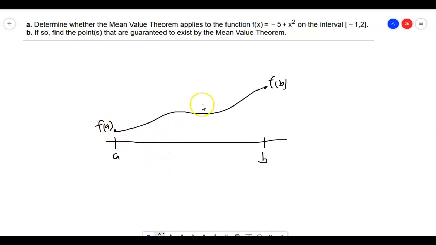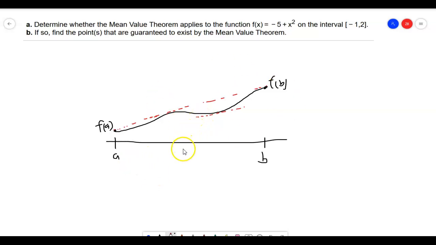So let me use a different pen here. This is what the mean value theorem means. If I take the slope that goes from this point to this point, let's say that's my slope there, I can find at least one point, possibly more. There's maybe one right there, maybe one right there. But I can find at least one other point inside my interval that has the same slope. I'm guaranteed that by the mean value theorem.